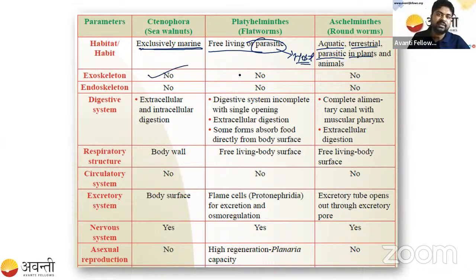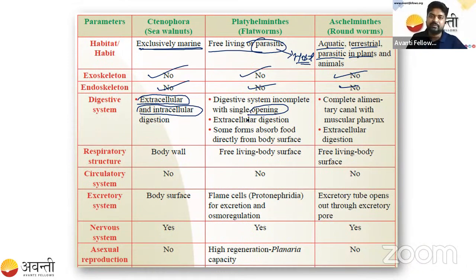Exoskeleton is not present in the flatworm and also not present in the roundworm. Endoskeleton is also not present here. The digestive system is extracellular and intracellular. Both digestive systems are present here. Okay. Next is the digestive system: incomplete with a single opening. Here again only one opening for the digestive system. That's why it is known as the incomplete digestive system.